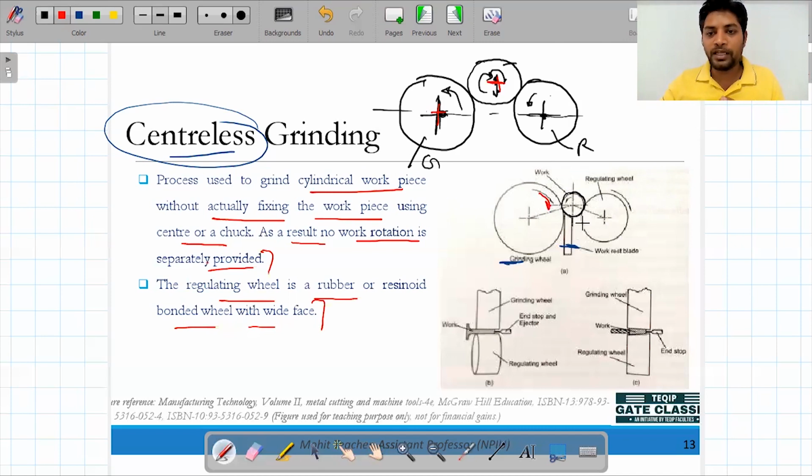This is the grinding wheel. By the way, the regulating wheel is not in contact with the grinding wheel, but it is in contact with the workpiece. Generally the hardness of the workpiece we grind is in the medium range. So why are we taking very soft rubber? It has some plasticity, so when the workpiece is rotating, it will rotate, but no material will be removed from this regulating wheel. Either it is very soft or very hard. If the hardness increases, then the cost increases. That's why we are keeping it soft only.